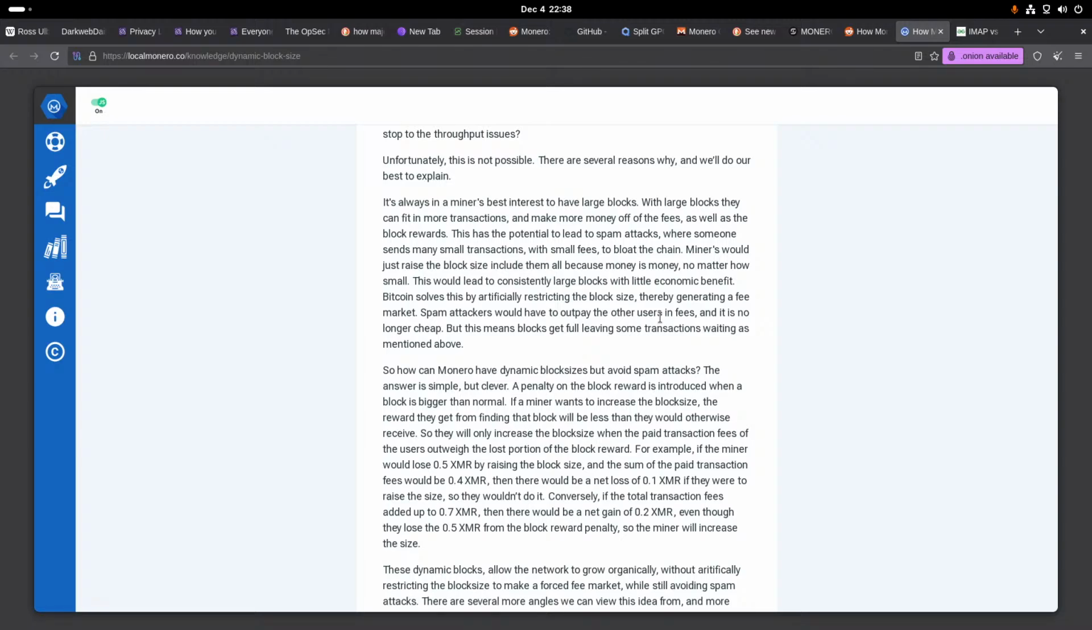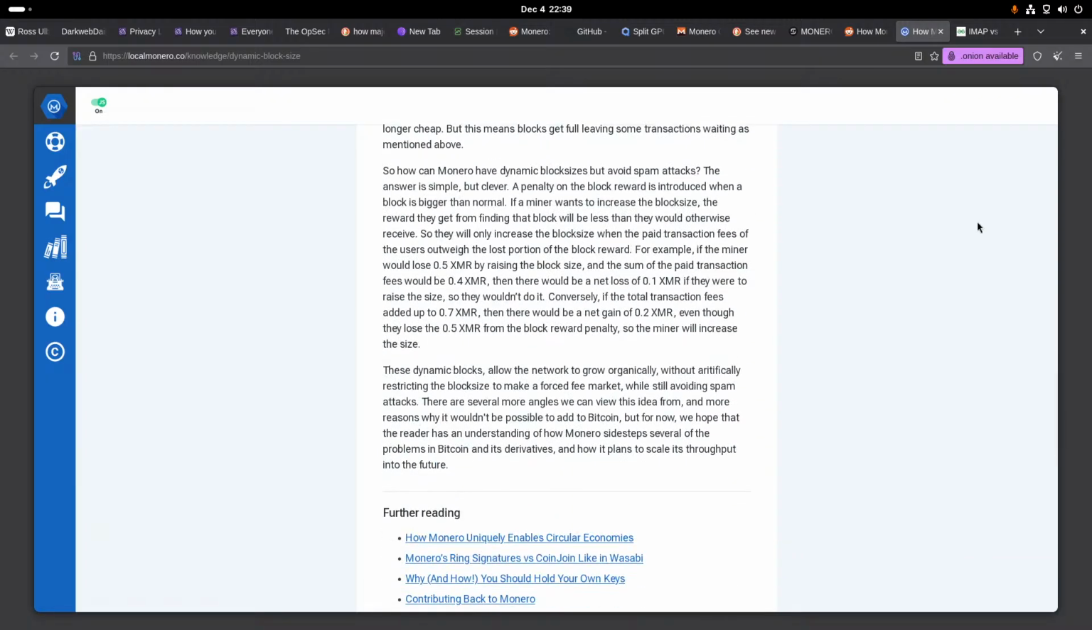For example, if the miner would lose 0.5 XMR by raising the block size, and the sum of the paid transaction fees would be 0.4 XMR, then there would be a net loss of 0.1 XMR if they were to raise the size. So they wouldn't do it. Conversely, if the total transaction fees added up to 0.7 XMR, then there would be a net gain of 0.2 XMR, even though they lose the 0.5 XMR from the block reward penalty, so the miner will increase the size. These dynamic blocks allow the network to grow organically without artificially restricting block size to make a forced fee market, while still avoiding spam attacks.